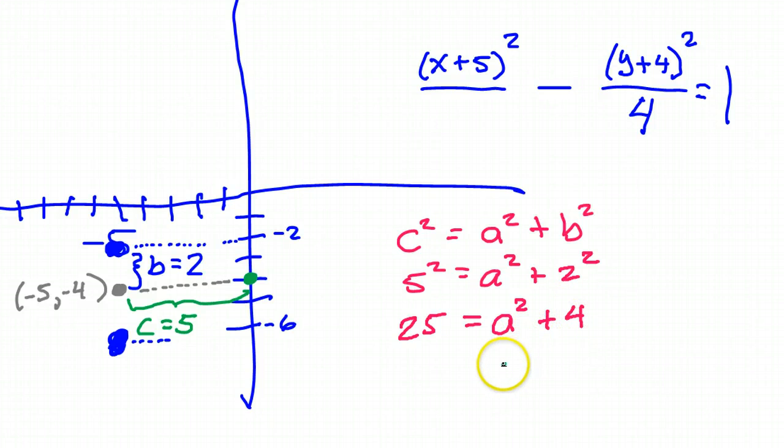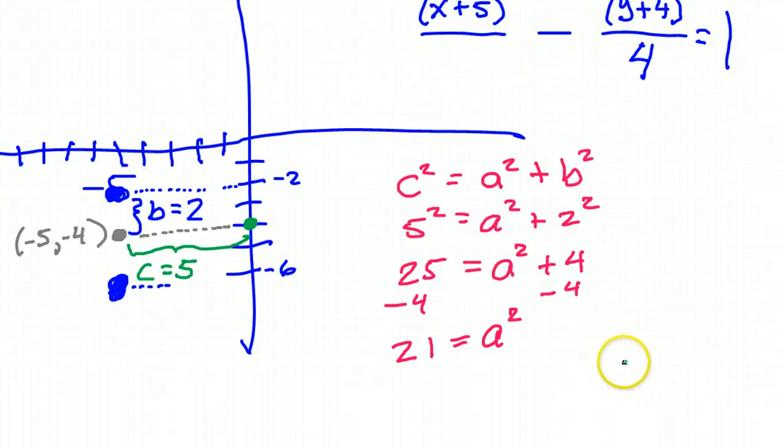So what will I do now? I'm going to subtract the 4. Subtract the 4, not add or divide, but subtract. So what's that? 21. So a squared is 21. So do I need to take the square root of this, or what? No, you don't.